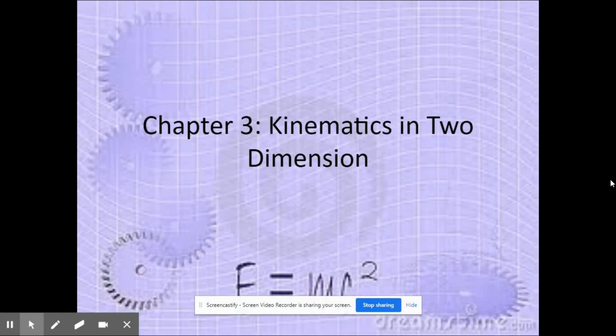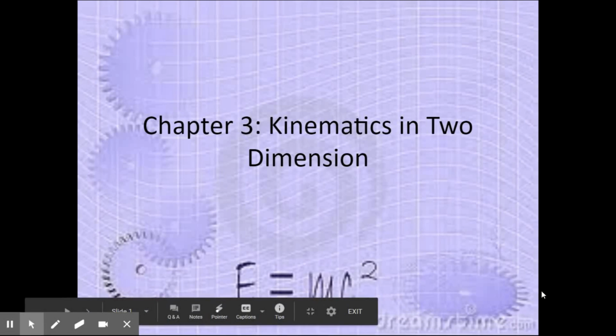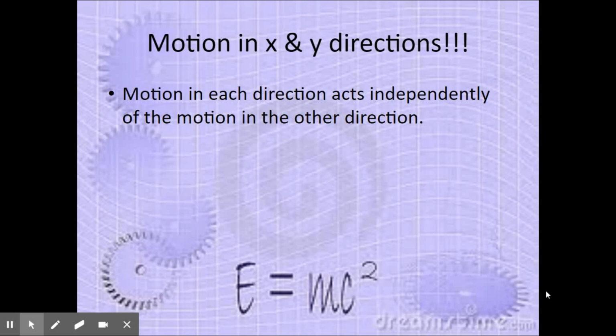So we are looking at chapter 3, kinematics in 2 dimensions. And so 2 dimensions is going to combine what we've done in the last chapter, motion moving horizontally and vertically. So here we're going to use all of the same equations, but we're looking in the x direction and the y direction.